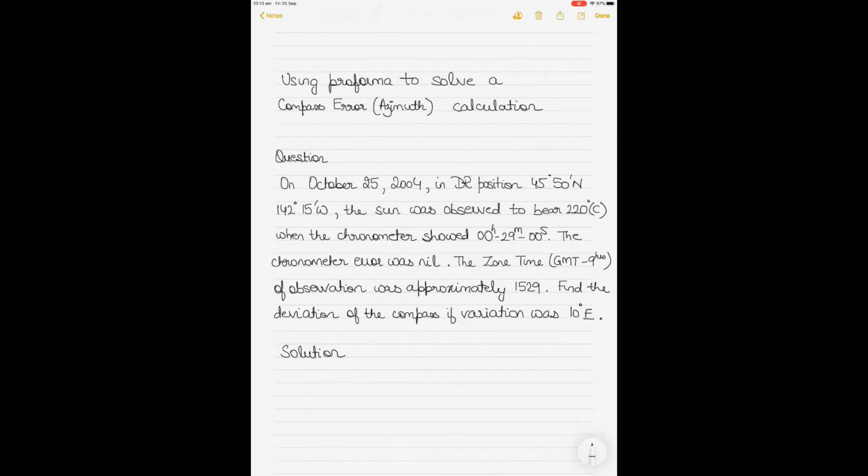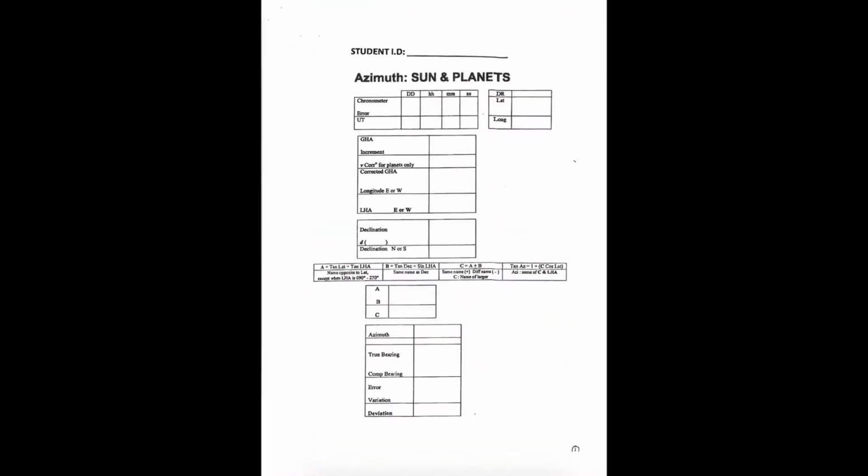Hi everyone. In today's video, I am going to be showing you how to use a proforma to solve a compass error calculation. So we will use a proforma and we'll solve the compass error calculation. If you don't know what a proforma is, I can show you what a proforma looks like. So this is what a proforma looks like.